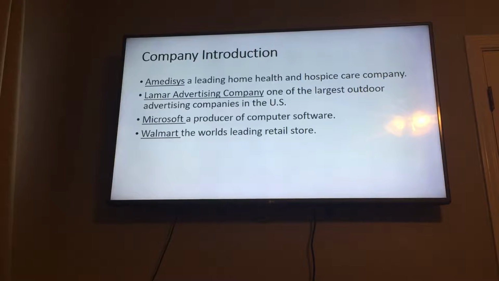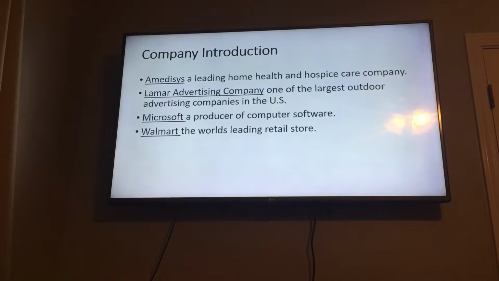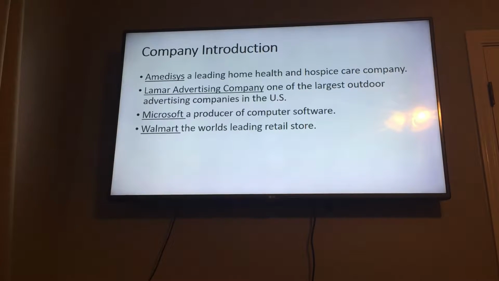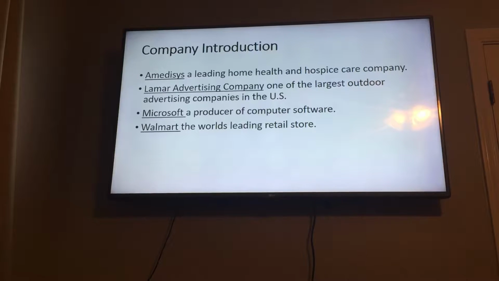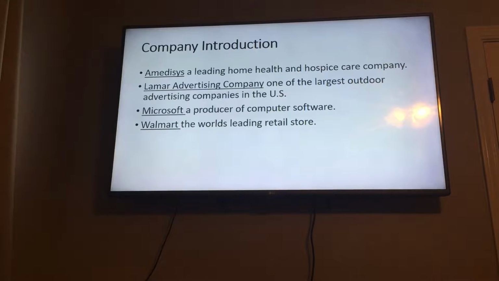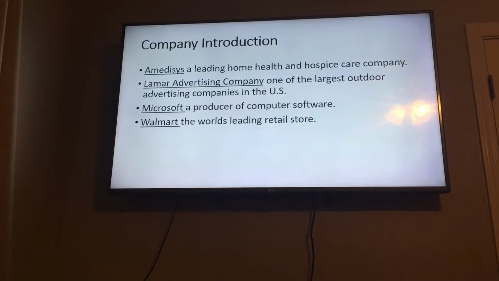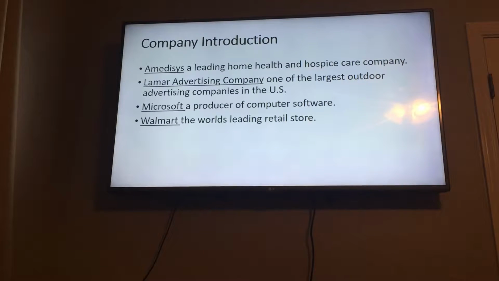This is a brief company introduction. I have Amedisys, which is a leading home health and hospice care company. Lamar Advertising, one of the largest outdoor advertising companies. Microsoft, a producer of computer software. And lastly, I have Walmart, which is the world's leading retail store.